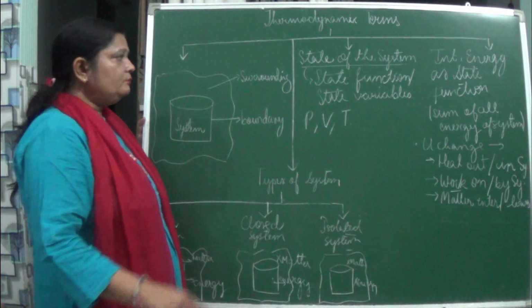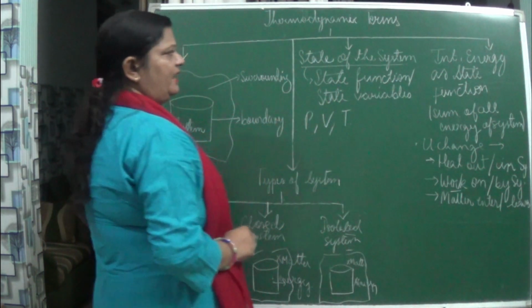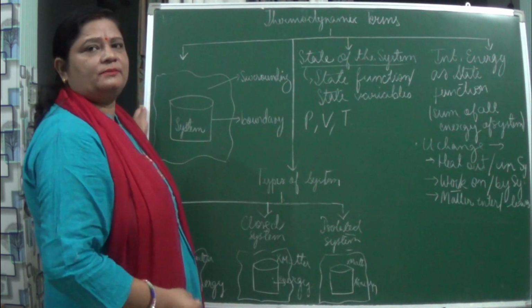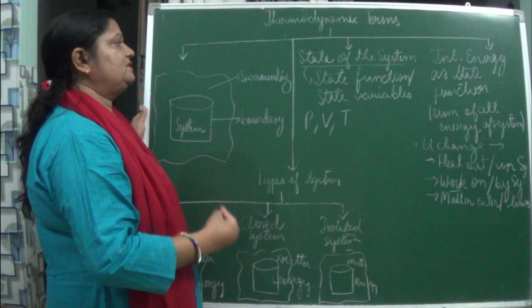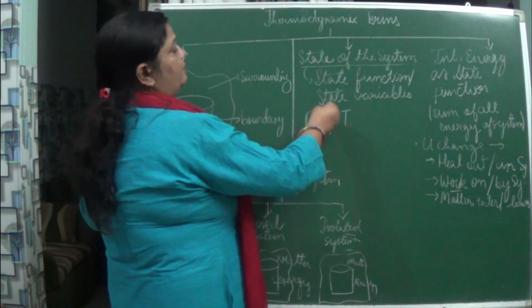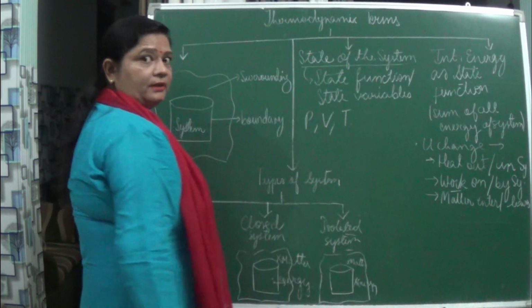So there are three types of system: open system, closed system and isolated system. Now, coming to the next term, state of the system. In which state the system is, in which condition the system is, or in which position the system is. It is determined by the state functions or the state variables.